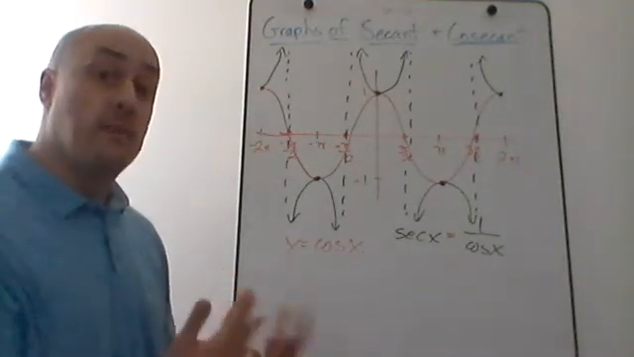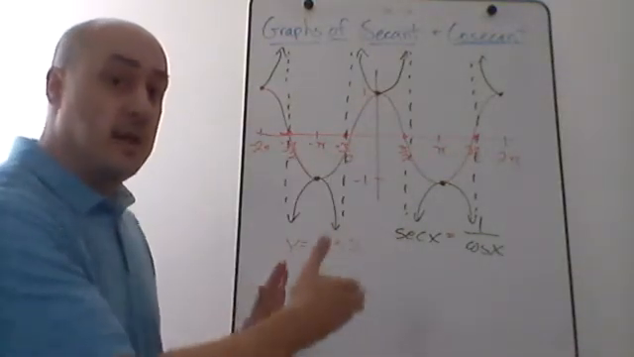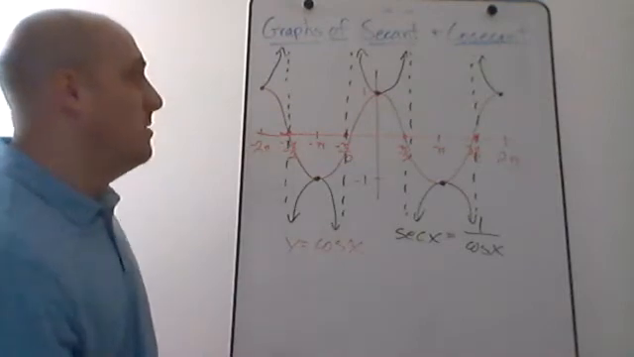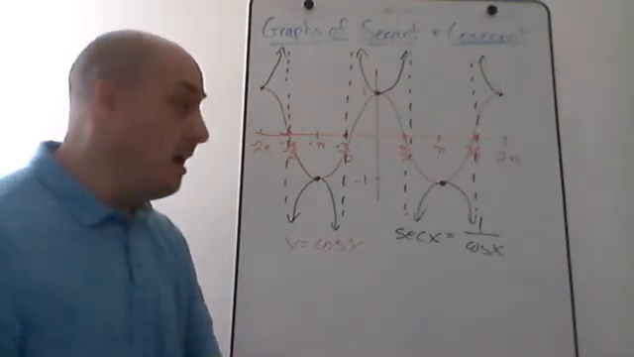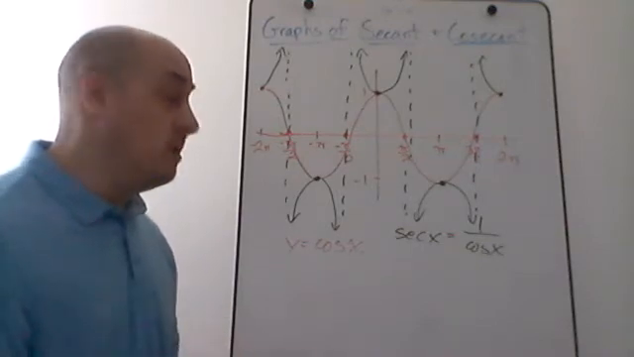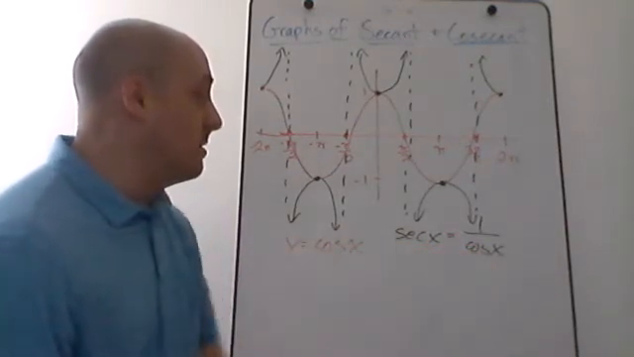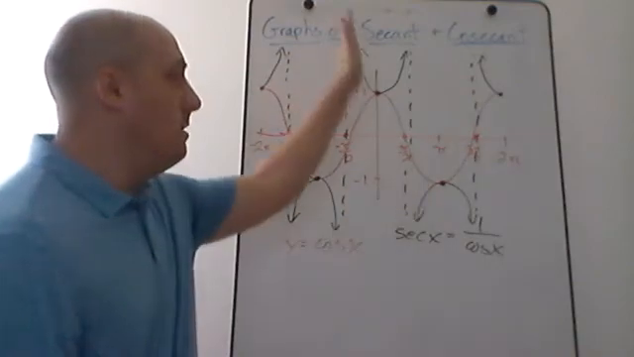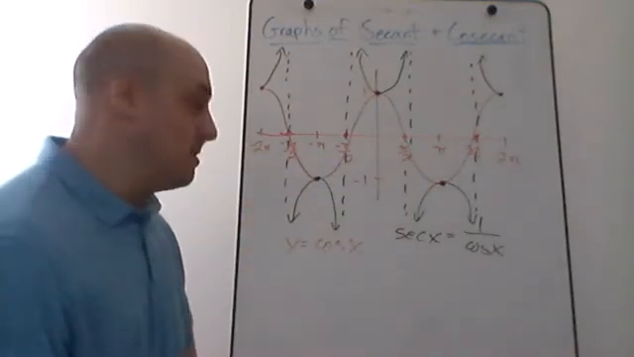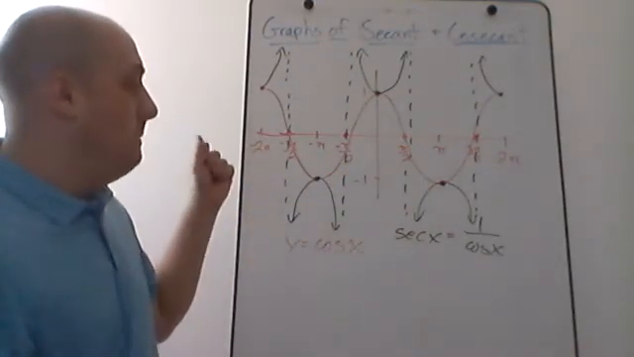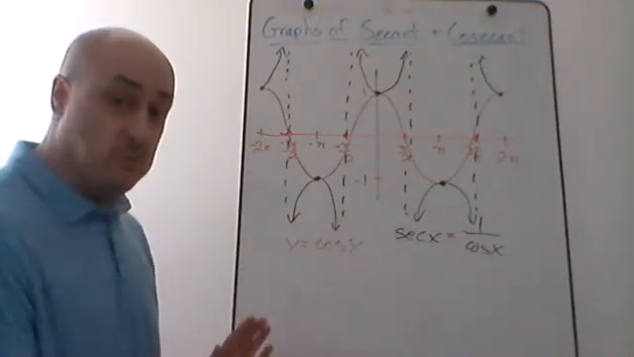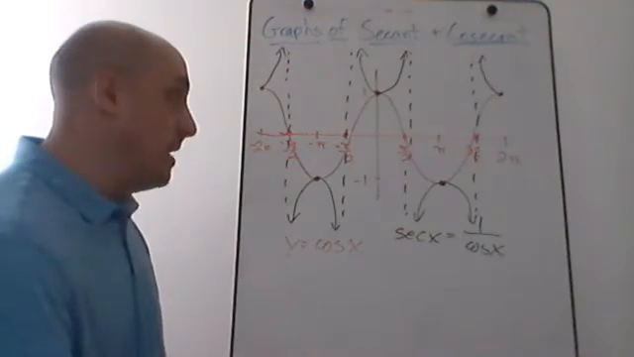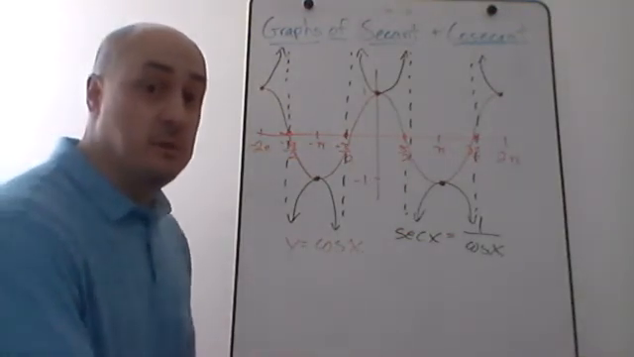The difference is where they are. Those vertical asymptotes, like I just said, are in different spots, and so that's the difference between the graph of secant and cosecant. And to figure out where they are, just remember which one is the reciprocal of which. Secant and cosine are reciprocals, so wherever cosine equals 0, that's where secant is going to have those vertical asymptotes. And cosecant and sine are reciprocals, so wherever sine equals 0, that's where cosecant gets the vertical asymptotes. Otherwise, these graphs are very similar to each other.